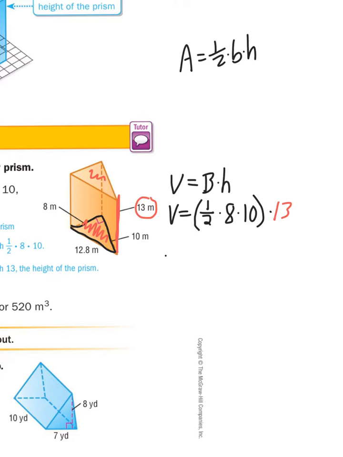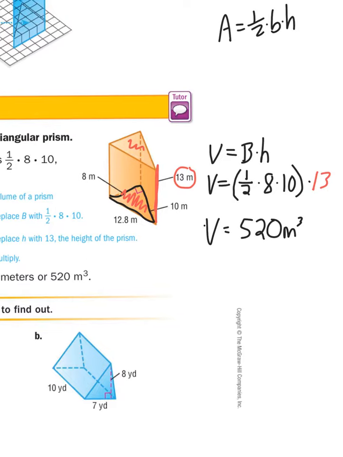So, I know half of 8 is 4, and 4 times 10 is 40. So I have to do 40 times 13. Now, 4 times 13 is 52. So 40 times 13 is going to be 520. Again, you could just type that in the calculator. So your volume is 520 cubic meters. Remember, volume is always measured in cubic units, here cubic meters.